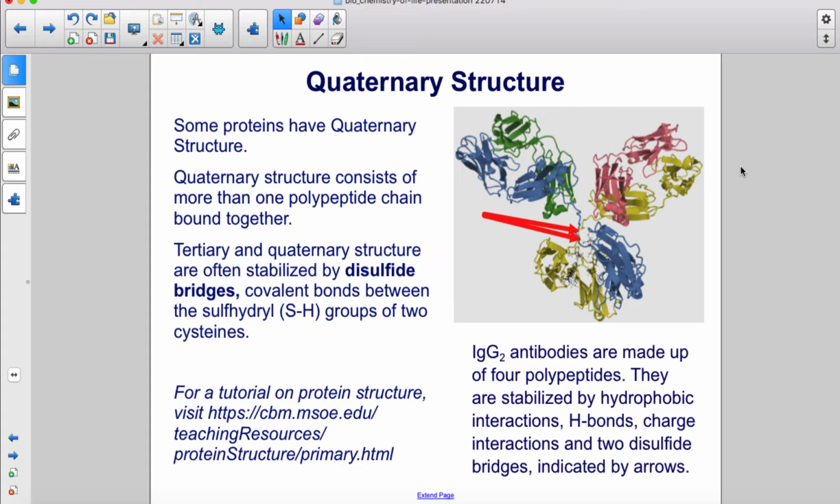Some proteins have quaternary structure. Quaternary structure consists of more than one polypeptide chain bound together. Tertiary and quaternary structure are often stabilized by disulfide bridges, covalent bonds between the sulfhydryl groups of 2 cysteines. IgG2 antibodies are made up of 4 polypeptides. They're stabilized by hydrophobic interactions, hydrogen bonds, charge interactions, and 2 disulfide bridges indicated by the arrows.